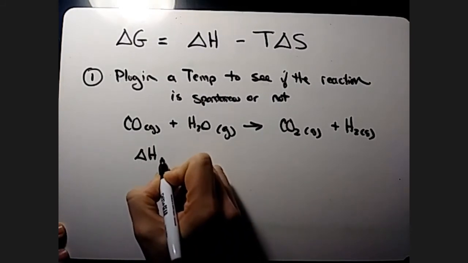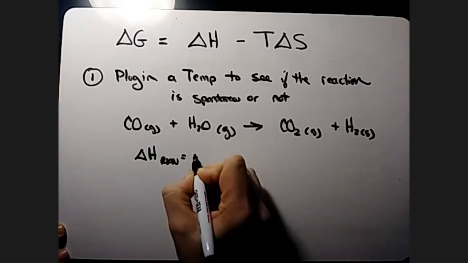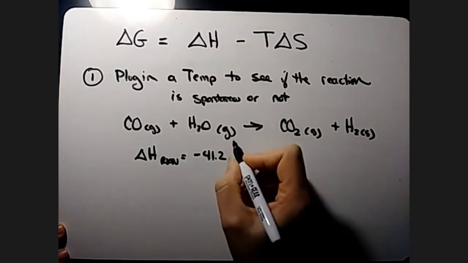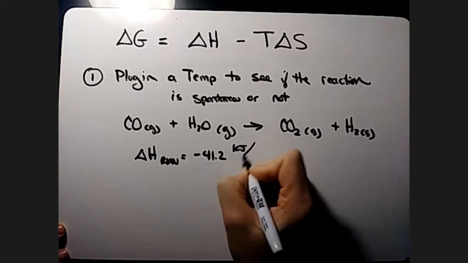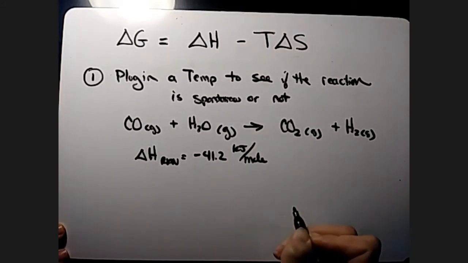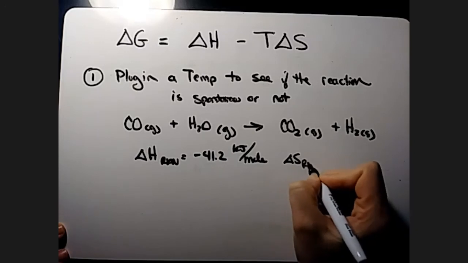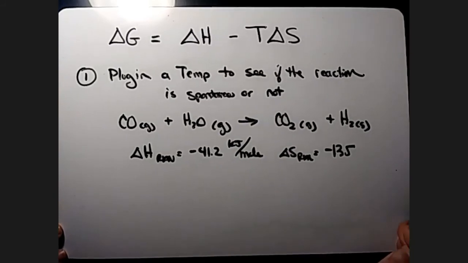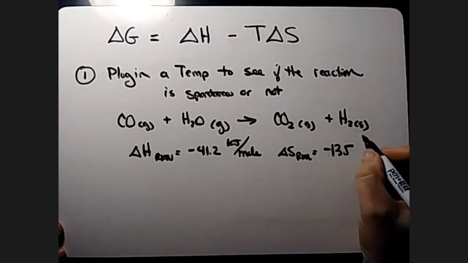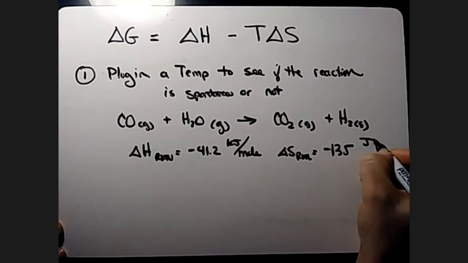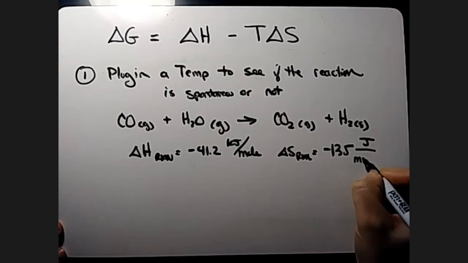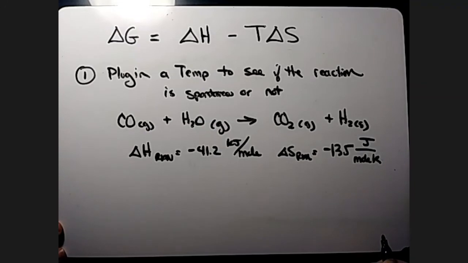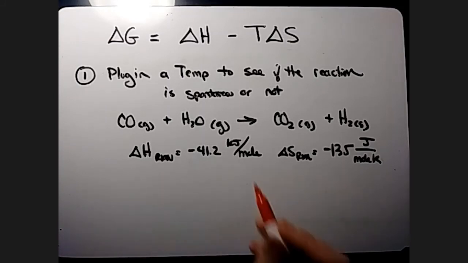Delta H for the reaction is negative 41.2, and what's really important here are the units, kilojoules per mole. And the delta S for the reaction is negative 135, and again, what's really important about this are the units. This is in joules per mole Kelvin. Now, again, unit agreement is going to be the deciding factor here between one grade and another for us.